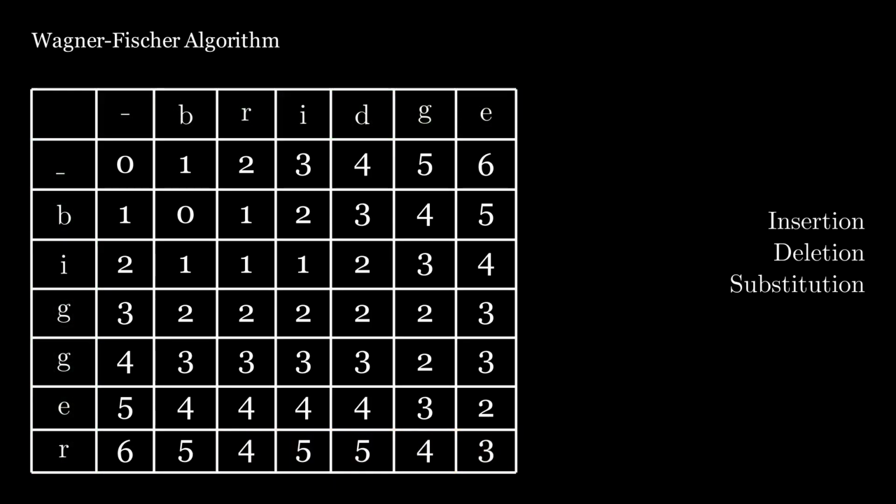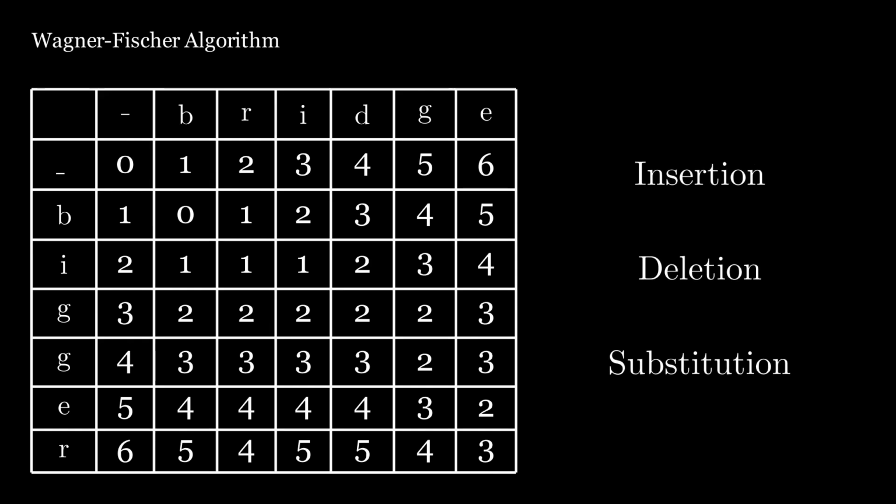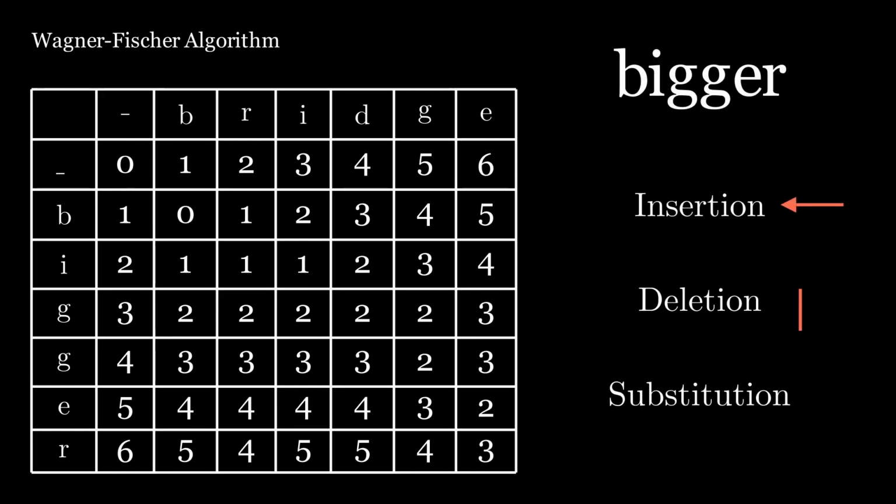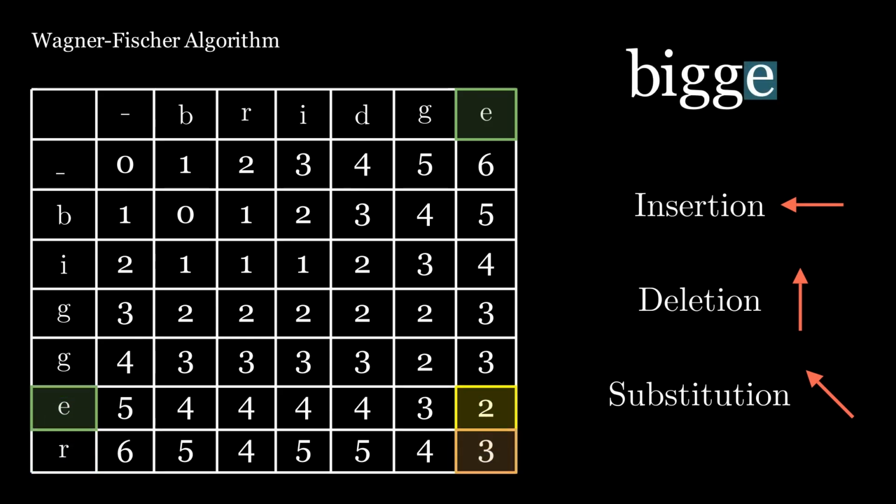Although it's not explicitly used in this algorithm, we can even tell exactly what operations we'd need to take to transform bigger into bridge. We'll start in the lower right-hand cell and work our way back up to the top left corner. An insertion would mean moving left, a deletion means moving up, and a substitution means moving diagonally up and to the left. Each time we move, we always take the operation that will move us to the cell with the smallest value. Here we'll perform a deletion and move up.